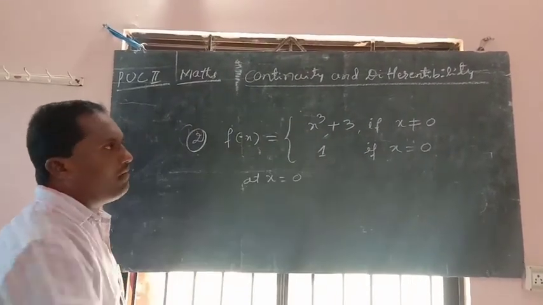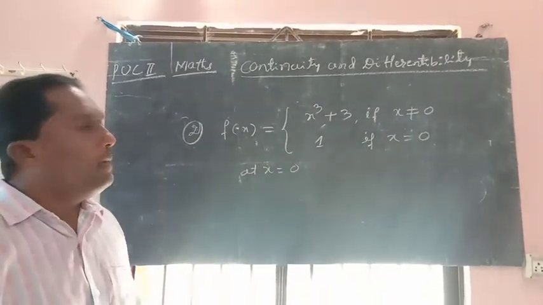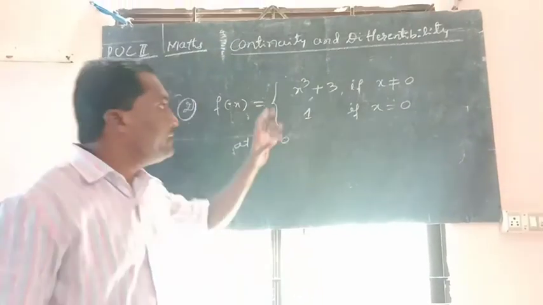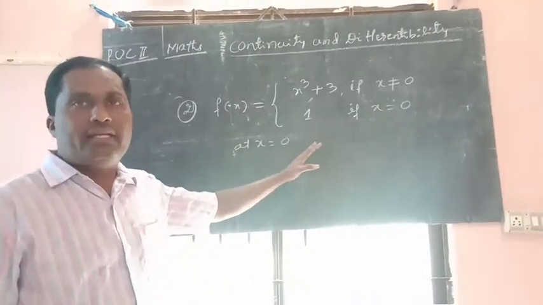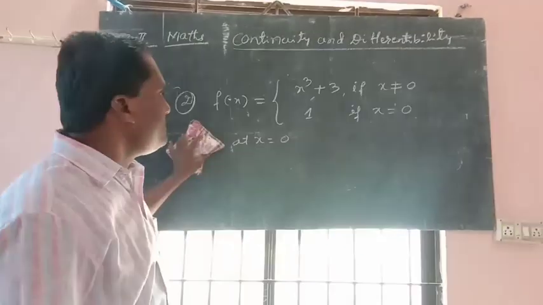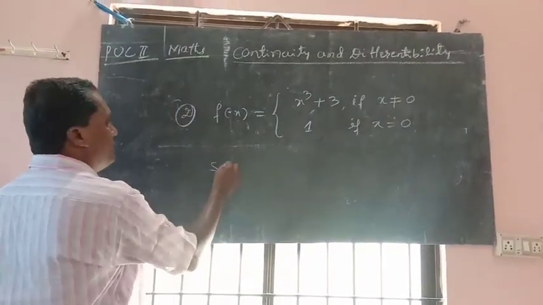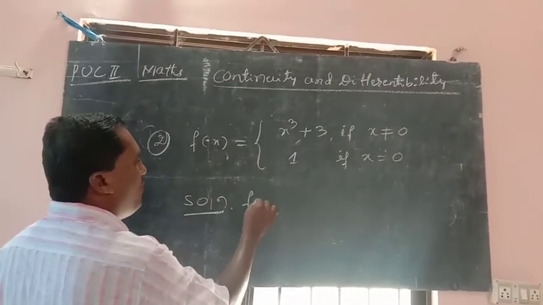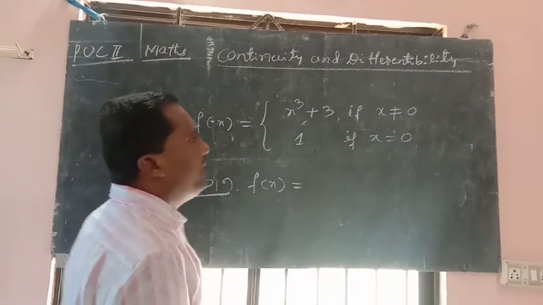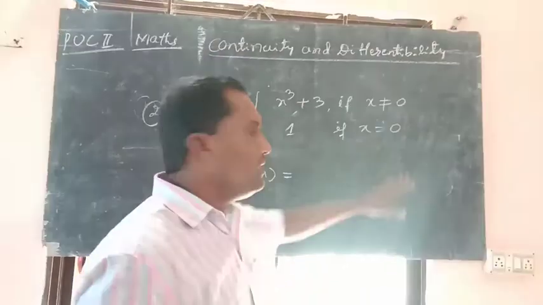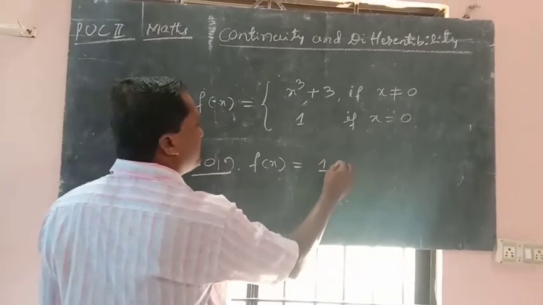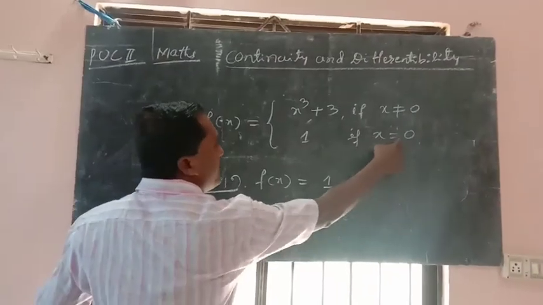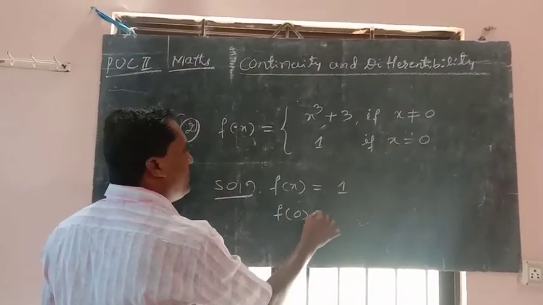Is it continuous or not? In the previous problem I solved only a single valued function. Here it is a double valued function. How do we find it? We just check it first. Right? Solution. Your function is f of x. Your limit point is 0. f of x is always 1 at 0. So I put your limit value as 0, so f of 0 is 1.